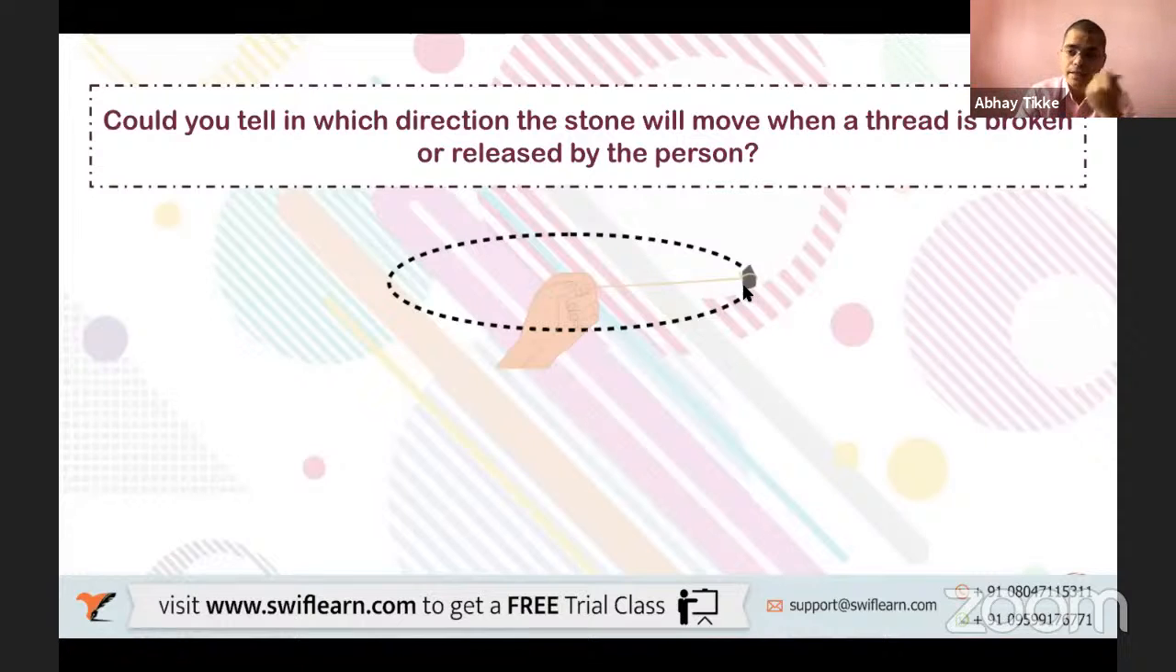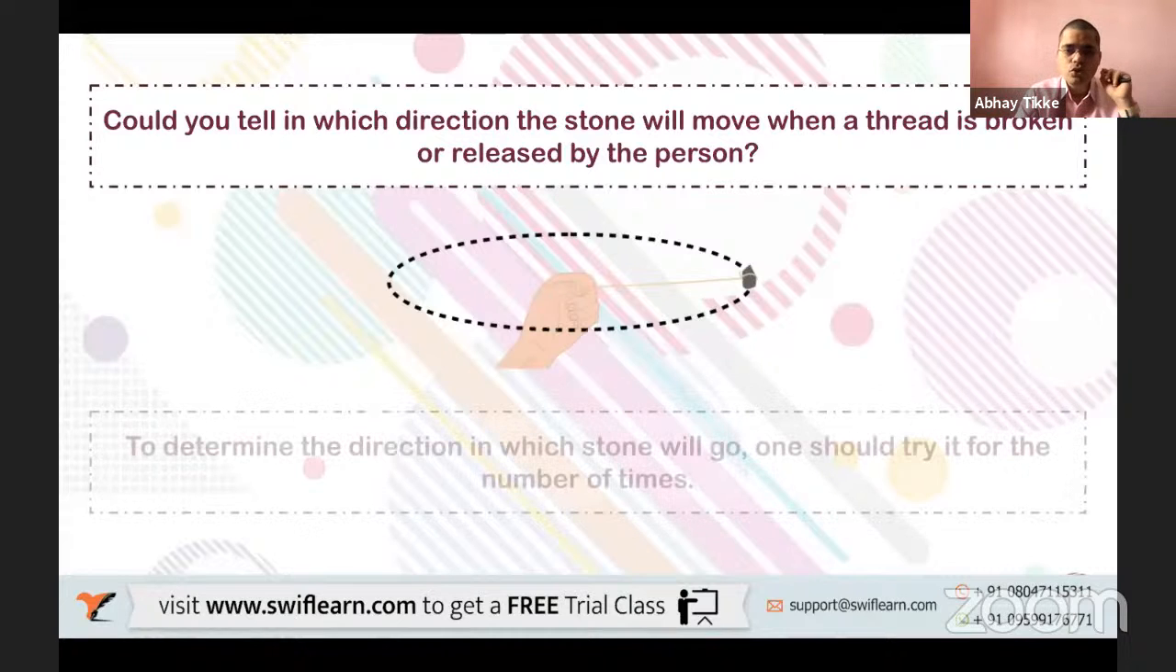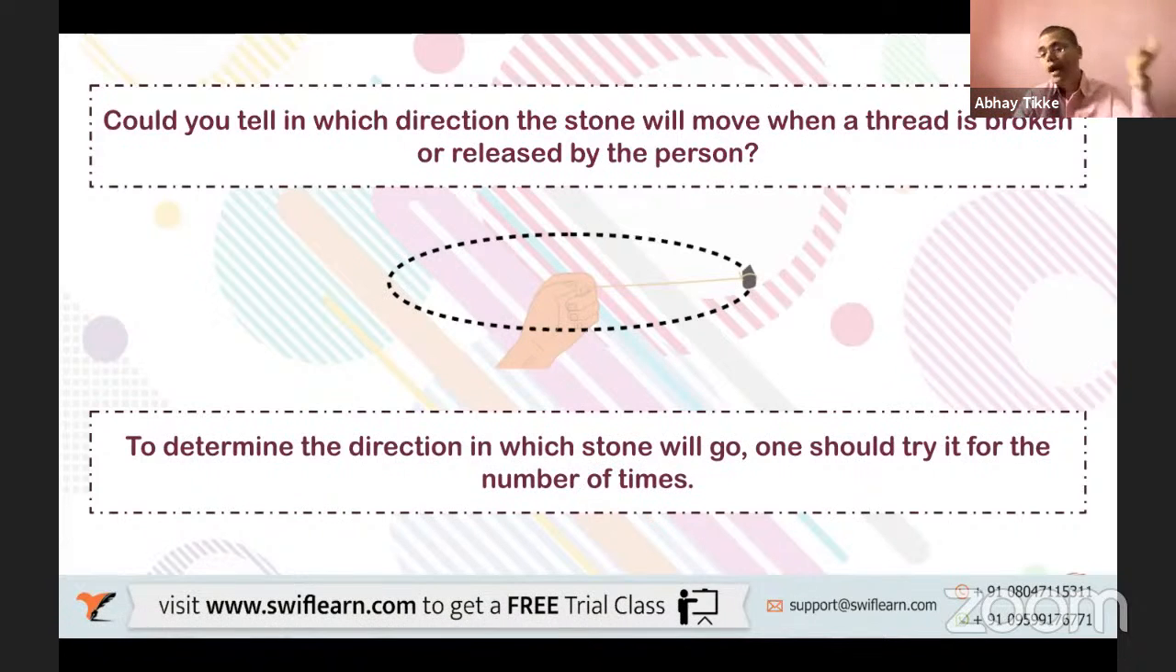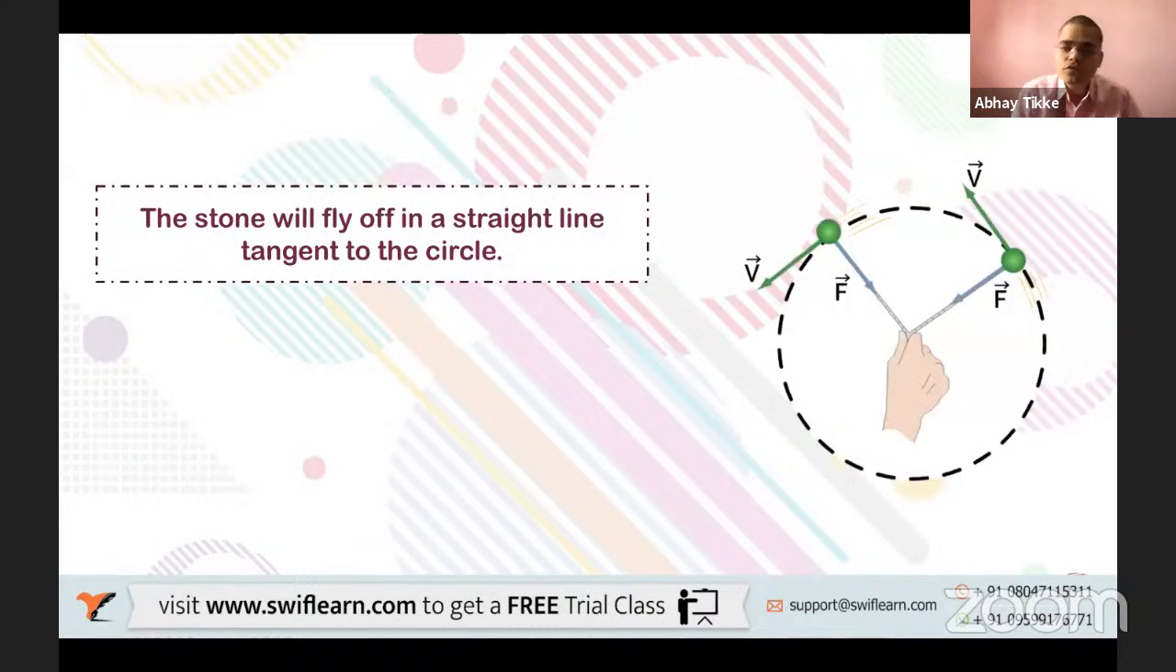It will leave its circular path and it will go out of the circular path, isn't it? So to determine the direction in which the stone will go, you should try it a number of times. बहुत बार आपको experiment करना पड़ेगा, right? And maybe at one particular trial, you might be able to find out the exact direction in which the stone will travel when the thread has broken down, right? So the stone will fly off in a straight line tangent to the circle.